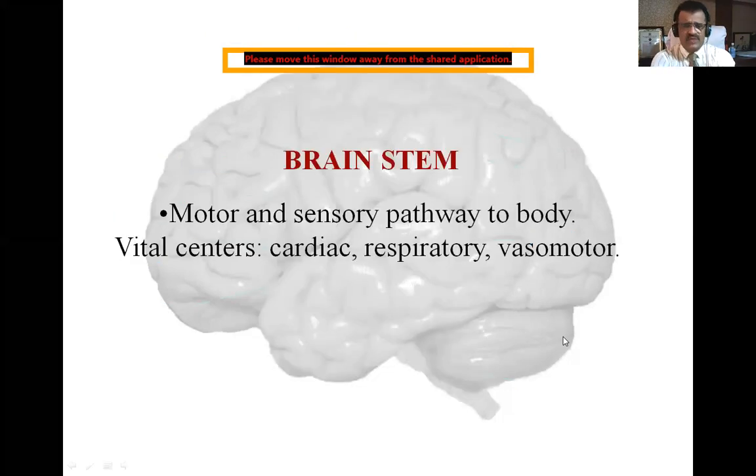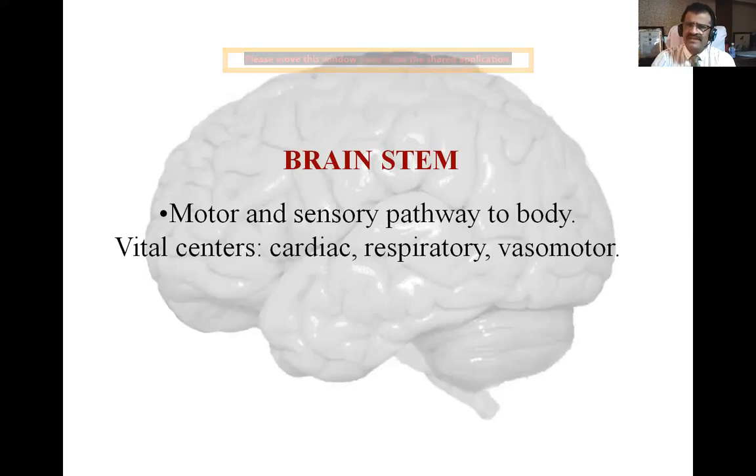Well, so this was all about brainstem, and brainstem is for motor and sensory pathway to body. So motor and sensory pathways from brain go to the body through spinal cord and through nerves. Okay, for that purpose it makes a pathway.